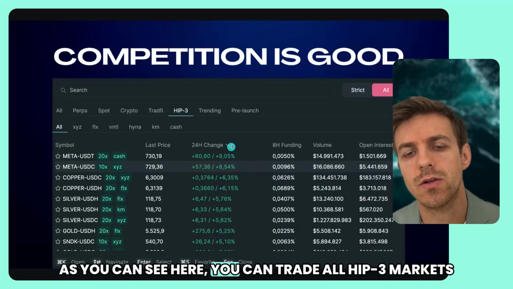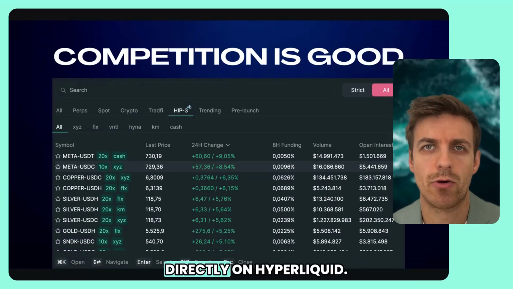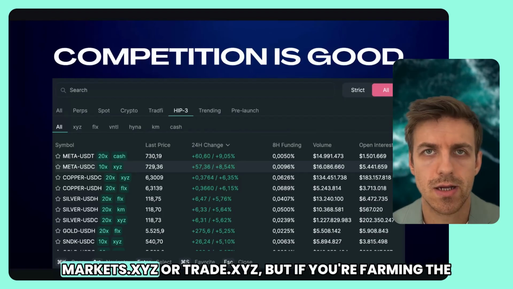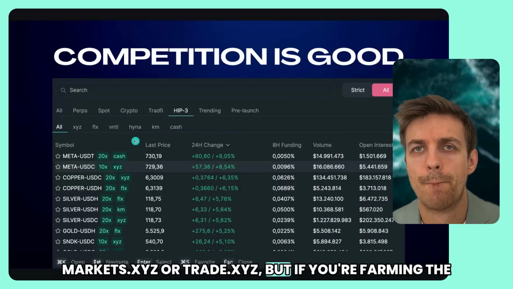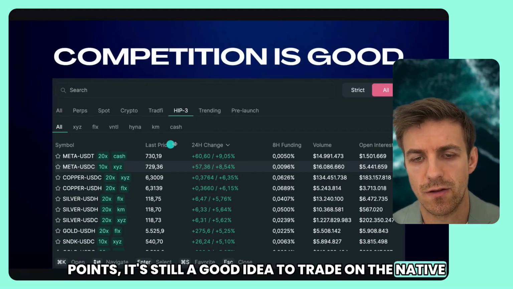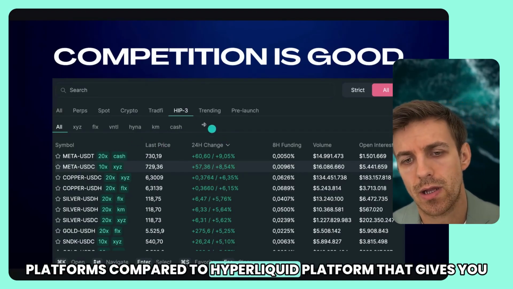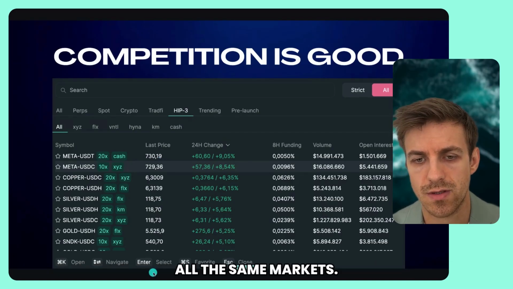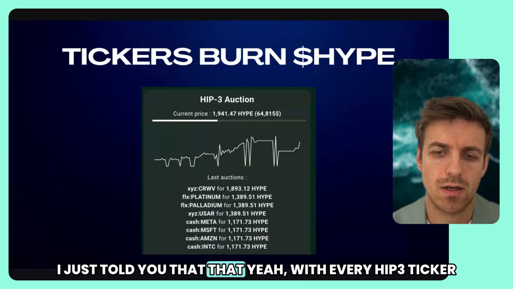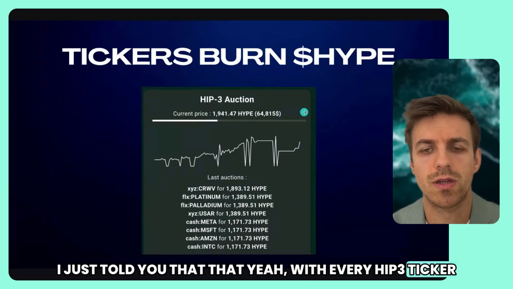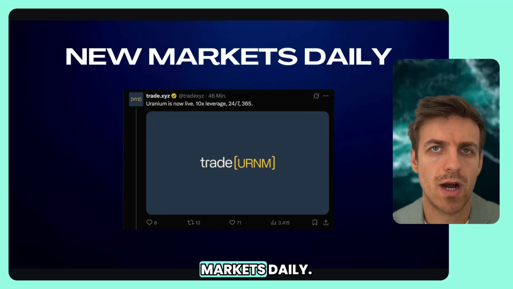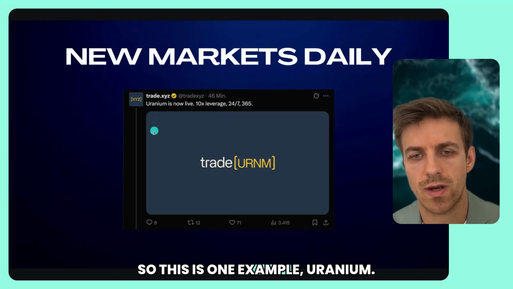Also, you can see here, you can trade all HIP-3 markets directly on Hyperliquid. You don't need to use the native platforms like markets.xyz or trade.xyz. But if you're farming the points, it's still a good idea to trade on the native platforms compared to the Hyperliquid platform that gives you all the same markets. So the tickers burn HYPE. I just told you that with every HIP-3 ticker that is bought, HYPE gets burned, and we get basically new markets daily. So this is one example, uranium.